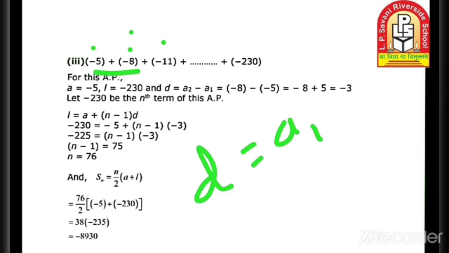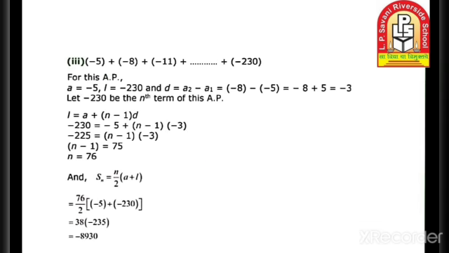So A2 minus A1, that is minus 8 plus 5, that is minus 3. So L is equal to A plus (n minus 1) into D. So L is equal to minus 230. We just put the values of all the terms in this equation, and by using that equation we have to find n.